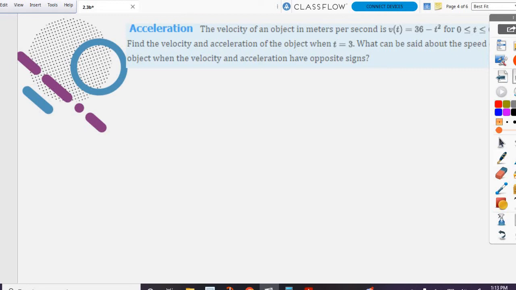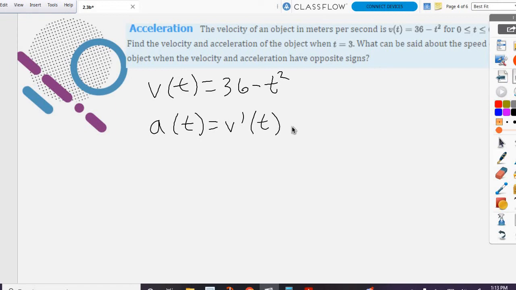Alright, so what do we need to do? They give us a velocity function. Get that acceleration. How do I find acceleration based on a velocity function? Take the derivative. And this is the derivative of a derivative, right? Because this would be the derivative of my position function. So a of t is going to equal v prime of t, which would be what? Negative 2t.